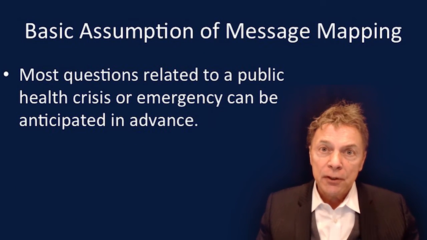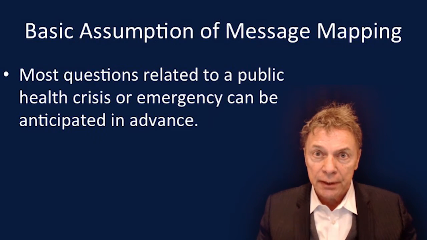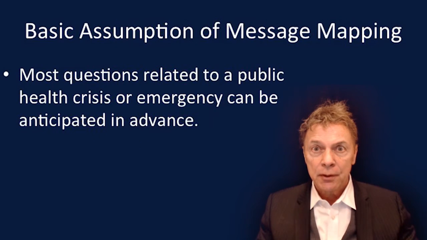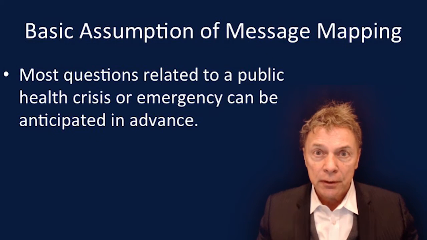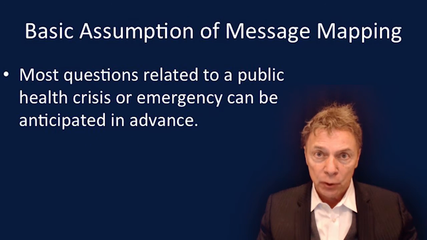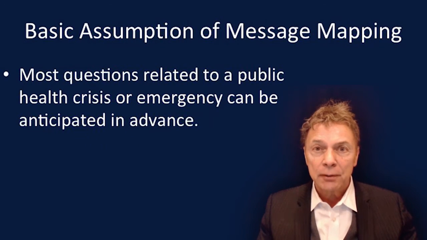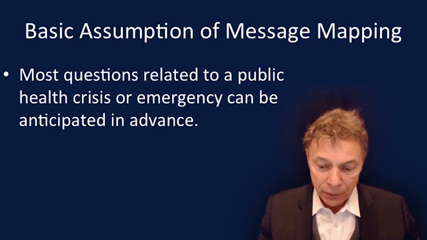One of the basic assumptions of message mapping that has been actually validated in dozens of studies is that most of the questions and concerns that people have related to a public health emergency or crisis can be anticipated in advance. This includes the public at large as well as individual stakeholders, such as questions and concerns that journalists would ask. One of the classics in the literature is the 77 questions commonly asked by journalists in a disaster that was the basis in part for 9/11 and the Q's and A's that took place then. There have been many other studies that indicated that 95% of the questions and concerns for virtually every major crisis can be anticipated in advance.